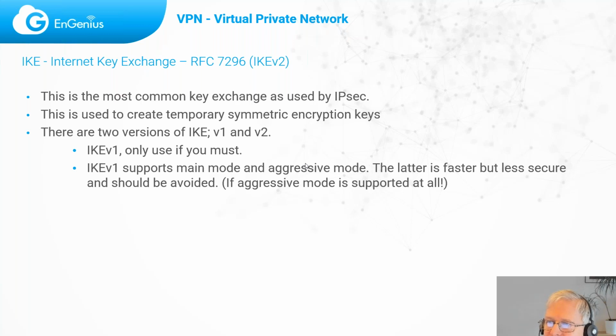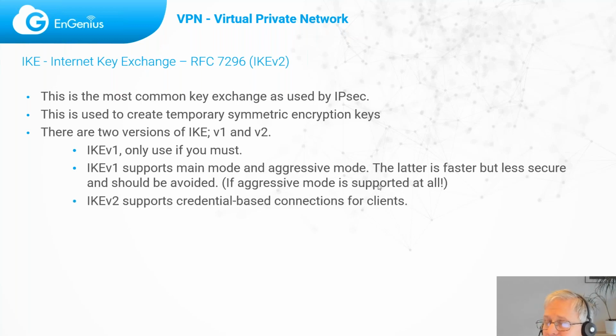So there are two versions of IKE, version 1 and version 2. My advice would be only use version 1 if you must. V1 supports a main mode and aggressive mode. If you need to use V1, just use main mode. Aggressive mode may be faster, but it is less secure. And also some devices do not even support it, like our ESG.